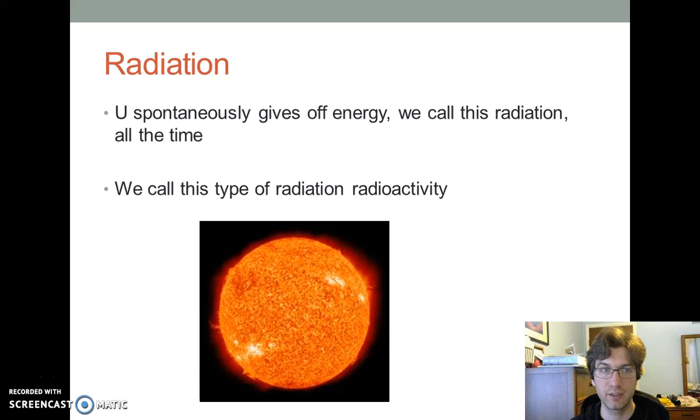And it happened spontaneously. It didn't happen all at once or anything. It just happened spontaneously over time. And we call this radiation radioactivity. So you can think of the sun giving off all of its light, and that light is what we're going to refer to as our radioactivity.